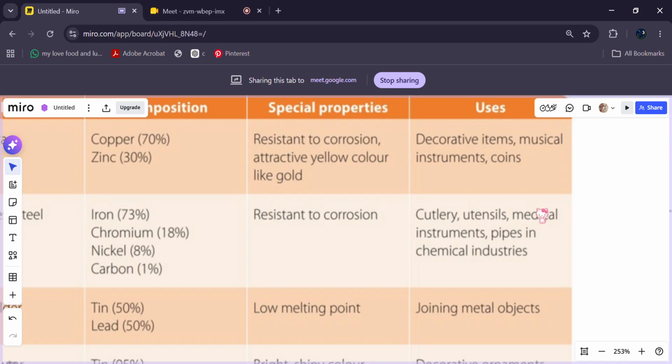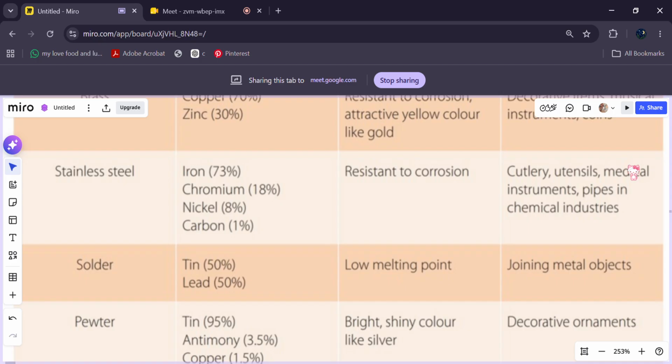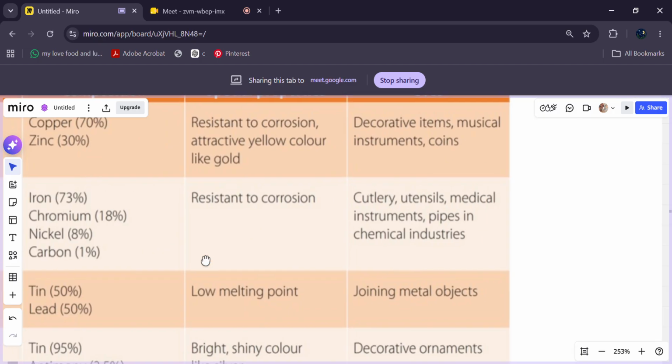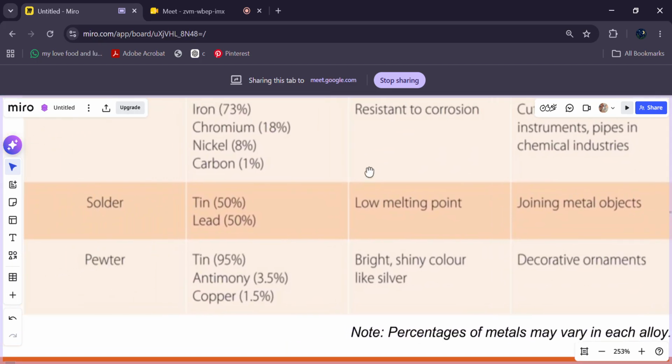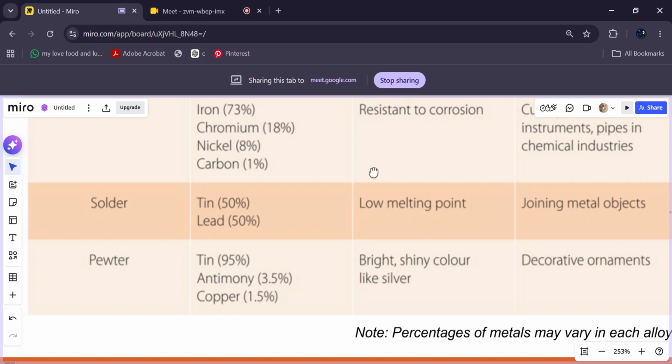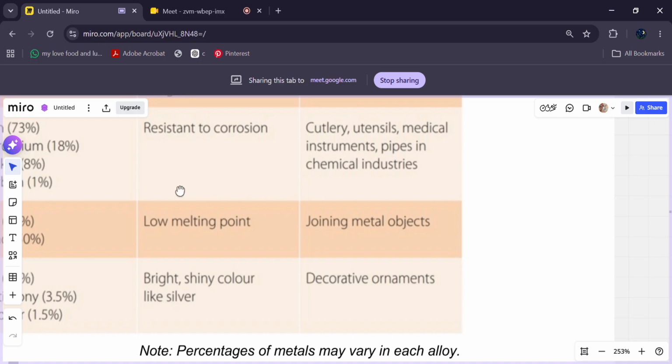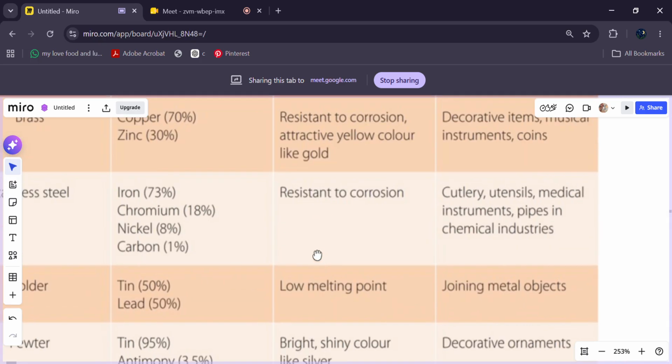Then we have solder. Solder is 50% lead and 50% tin. It has a low melting point and it's used for joining metal objects because of its low melting point. We have pewter, which is 95% tin, 3.5% antimony, and 1.5% copper. It's bright, shiny, like the color of silver, and it's used for decorative ornaments.